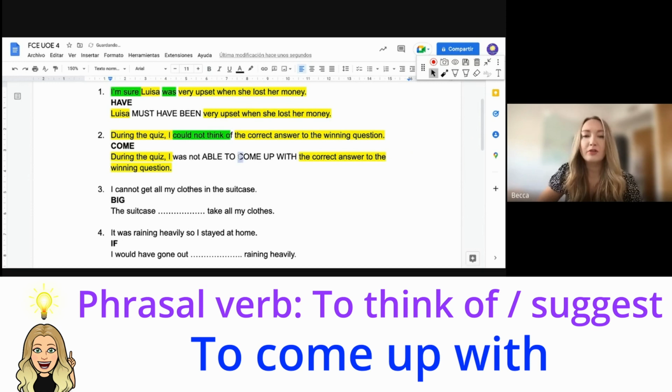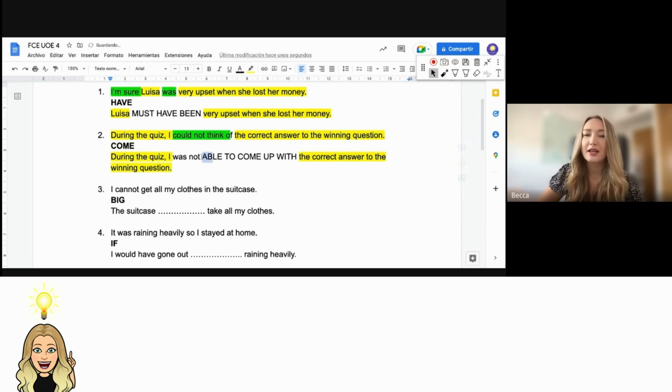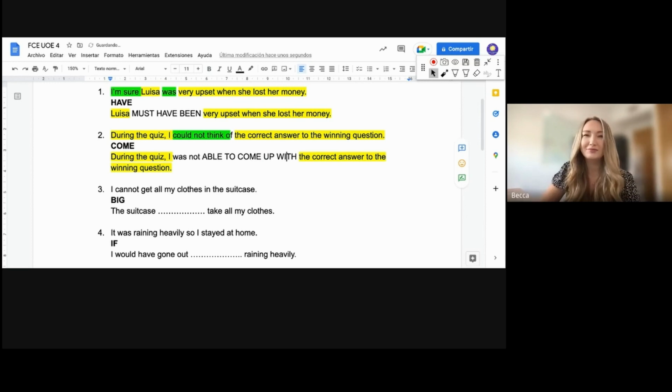To come up with means to think of something or to suggest something. We need to come up with a plan, right? We need to think of a plan. So the answer is, I was not able to come up with. We have 1, 2, 3, 4, 5 words. Perfect.